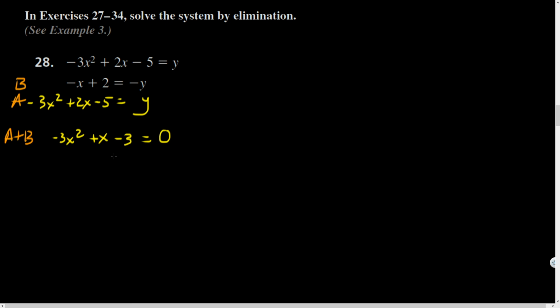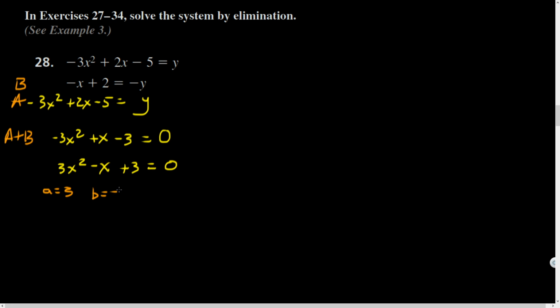I can make all of this positive. That can sometimes make my work a little easier. Or opposite, at least the coefficient. Now, I don't think this is factorable. 3 and 3 is 9. Factors of 9: 1 and 9, 3 and 3. None of those subtract to be 1. So it's the quadratic formula, friends.